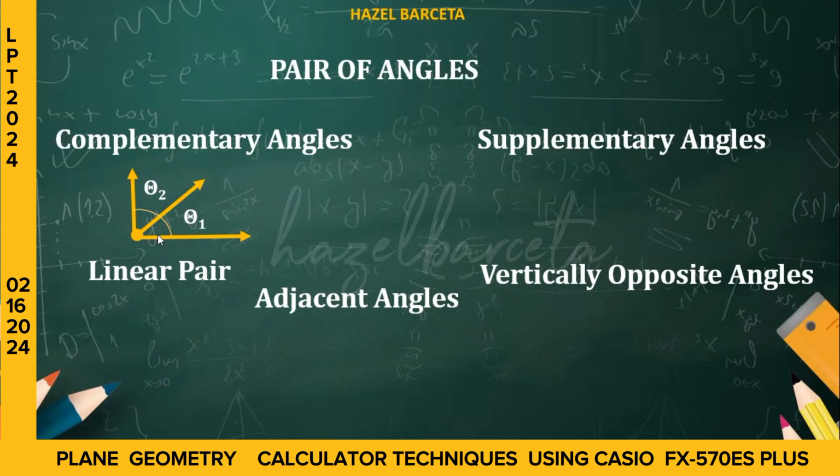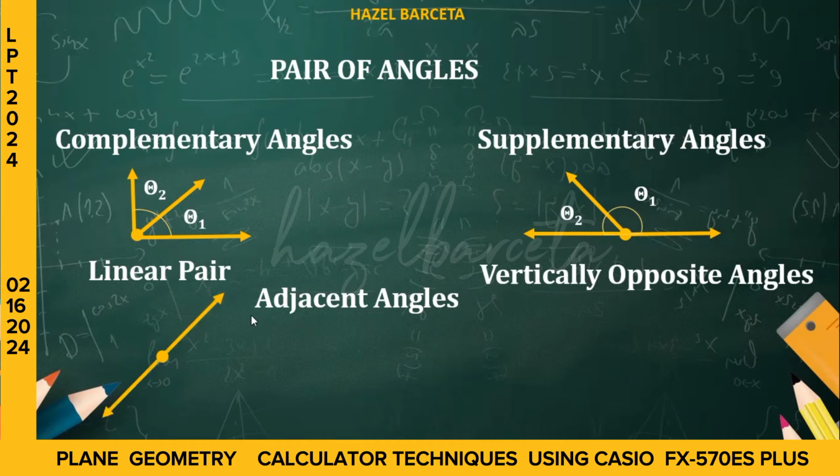How about supplementary? We have the vertex, the initial side, and the terminal of the first angle and the terminal of the second angle. And their sum, theta 1 plus theta 2, is 180.